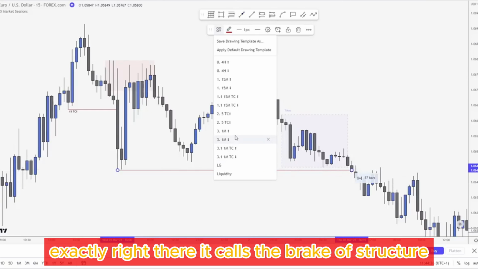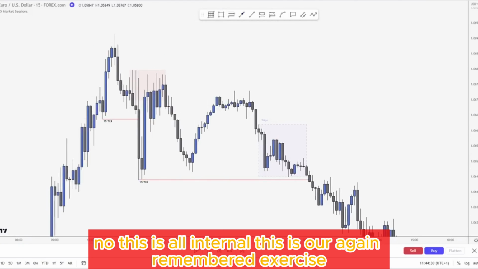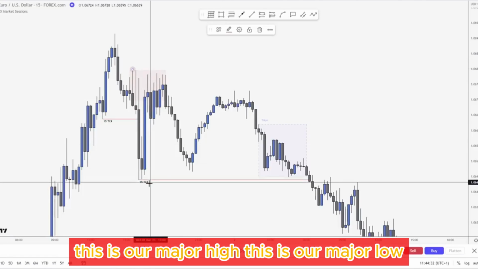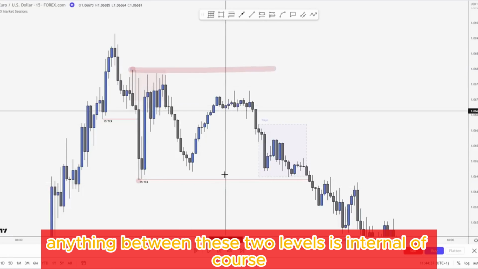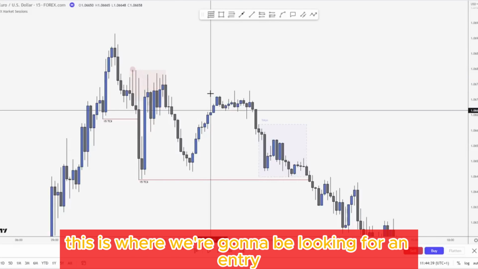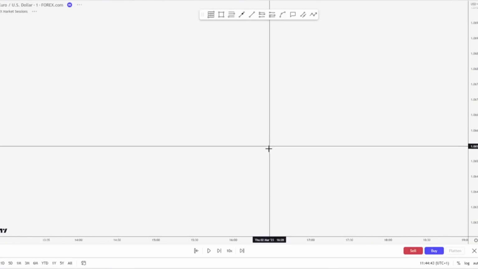Exactly right there, it caused the break of structure. Do we care what happens right there? No, this is all internal. Again, remember the exercise, this is our major high, this is our major low. Anything between these two levels is internal. Of course, this is where we're going to be looking for an entry. So do you want to drop to the 1 minute? Have a look if we got an entry. Let's do so.